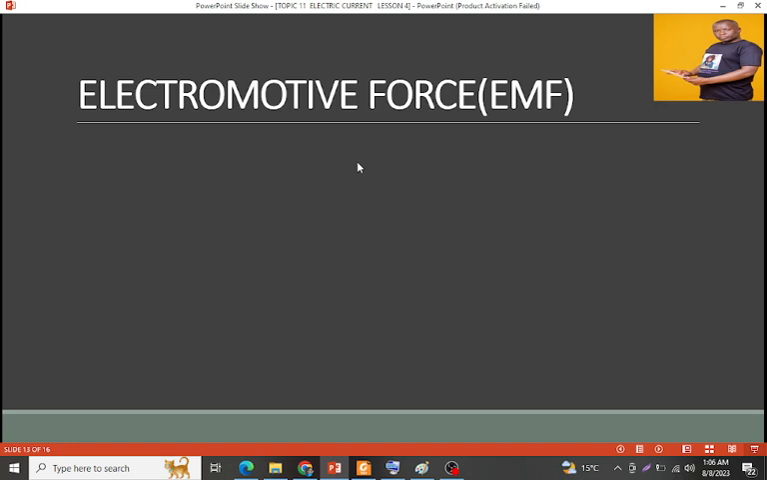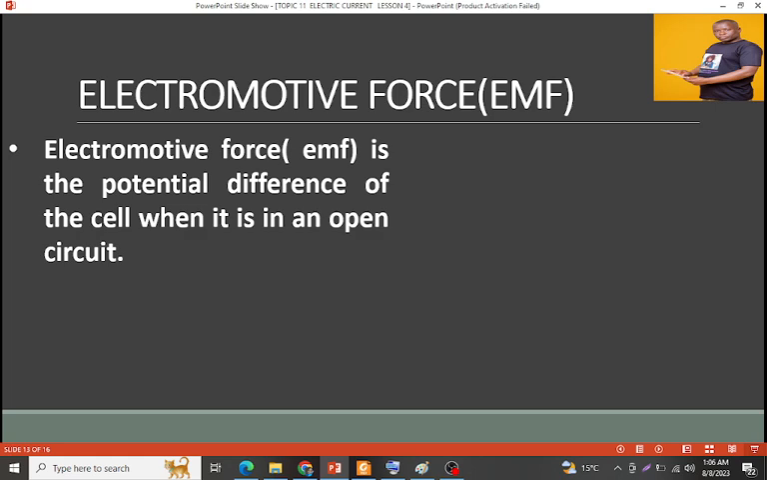Let's look at another concept related to voltage or potential difference, which is called electromotive force. We define electromotive force as the potential difference of a cell when it is in an open circuit.